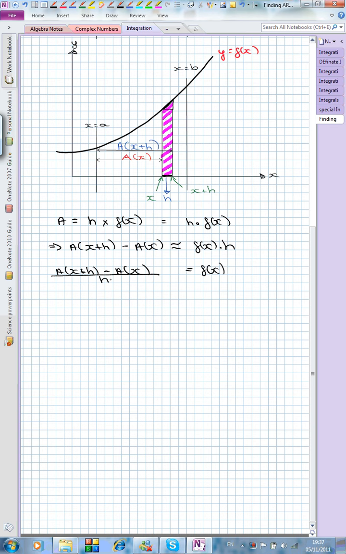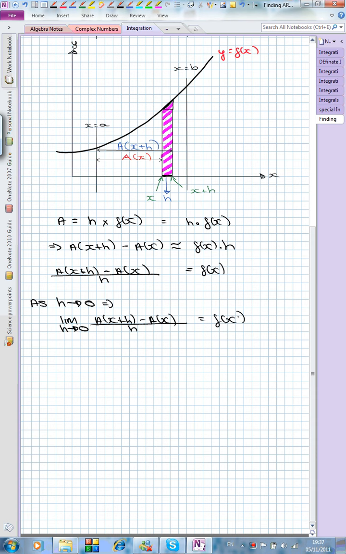Now in an ideal world we try to get as many of these little rectangular strips in under our curve as possible. So by making h as small as possible, we will get more and more of these rectangular strips in under the curve, which will give us a better approximation for the area. So therefore let h tend towards 0. As h tends towards 0, our equation now looks like: as h tends towards 0, A(x plus h) minus A(x) all over h is equal to f(x).